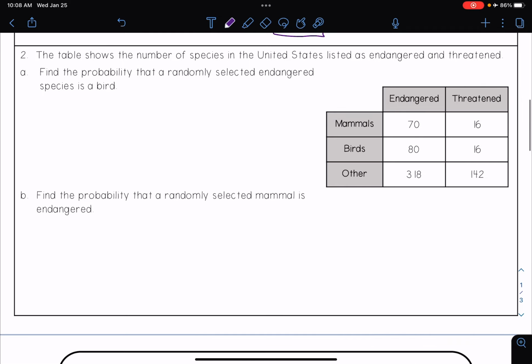Let's look at one more problem. So this one says the table shows the number of species in the United States listed as endangered and threatened. First, I want to find the probability that a randomly selected endangered species is a bird. So in other words, I want to find the probability that it's a bird given that it's endangered. So I want to say probability of randomly selecting a bird given that it is endangered.